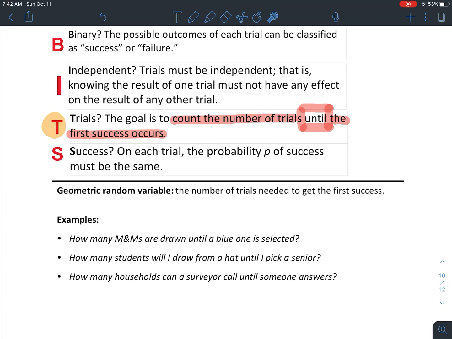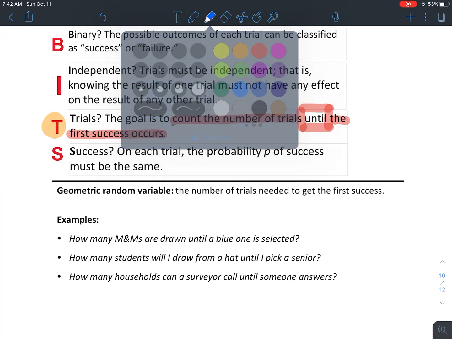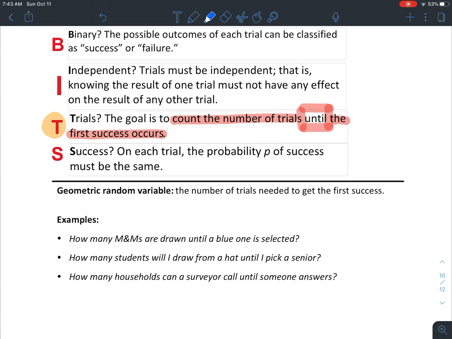Let's read through a few scenarios, and I think you can tell as you read through these that this is talking about needing to do something until a specific event would occur. So in a geometric random variable, we are looking at the number of trials needed to get that first success. Maybe the question is, how many M&Ms are drawn until a blue one is selected? Or how many students will I draw from a hat until I pick a senior? How many households can a surveyor call until someone answers?